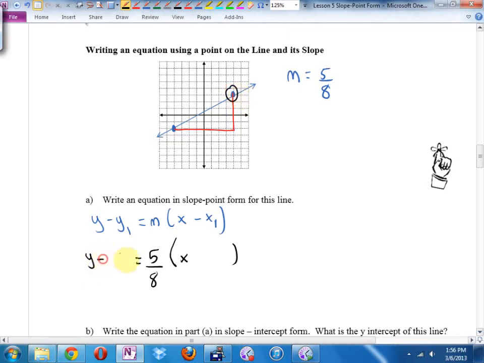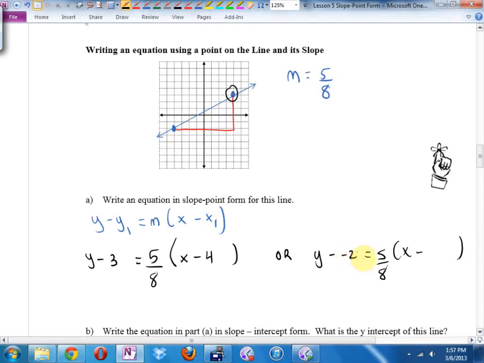It's going to be minus, it's going to be minus. What's the y-coordinate of that point there? What's the x-coordinate of that point there? By the way, you would get the same equation. It would look different at first, but trust me, you would get the same equation if you used the left-hand point. Y minus 5/8 x minus.